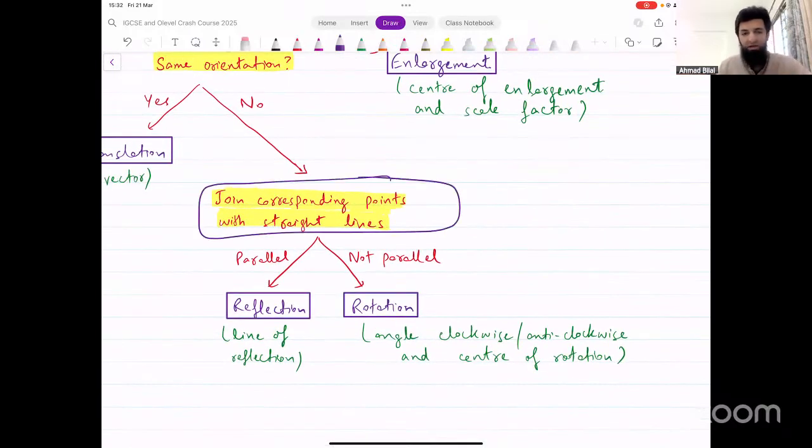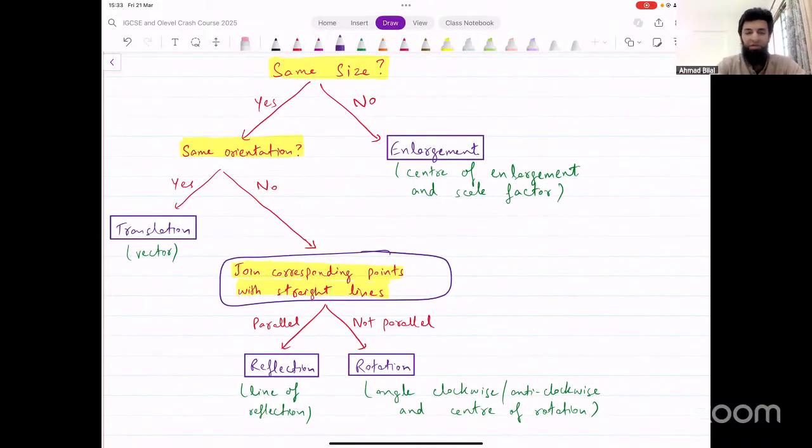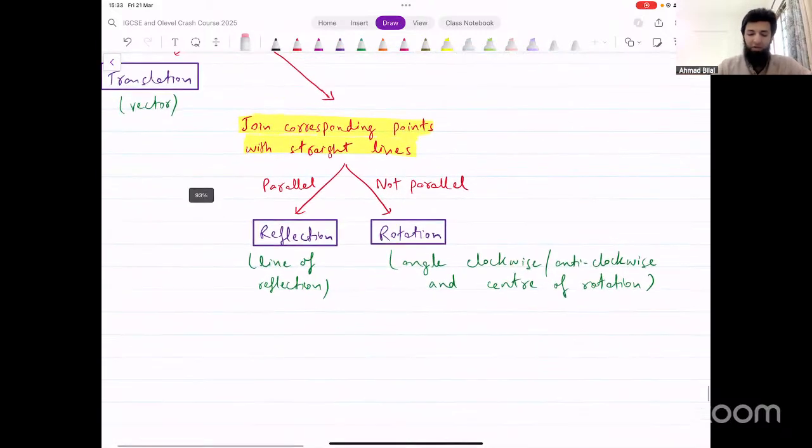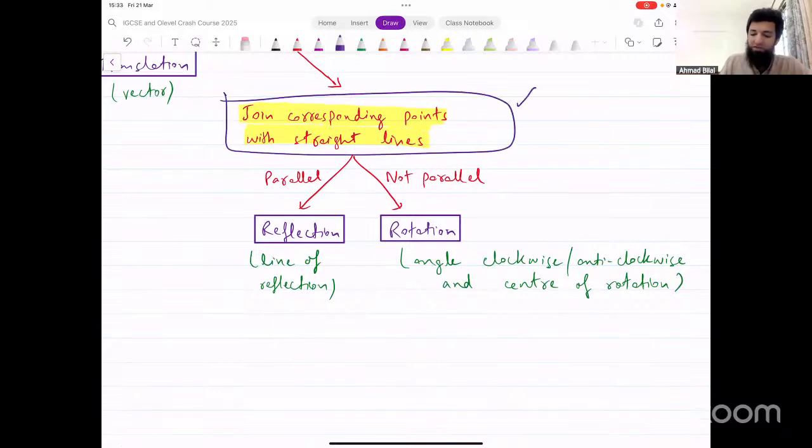So if it's not an enlargement or a translation, you can spot those just by looking at the diagrams. Enlargement will have its size changing, and in translation, it would be clear that the figure is just being shifted from one point to another, keeping everything else the same. If both of those transformations are not what is happening, then you join corresponding points with straight lines.